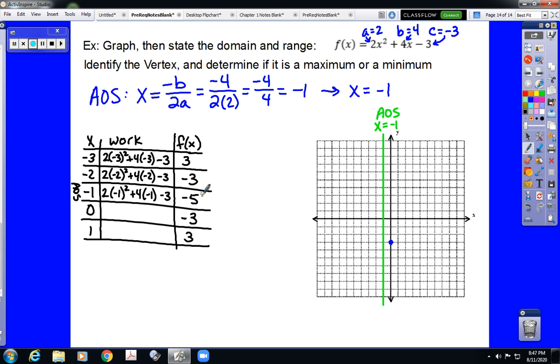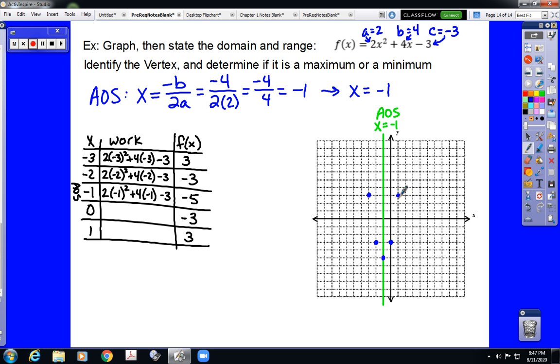Go to the graph and graph those 5 points. So -3, 3 is left 3, up 3. -2, -3 is left 2, down 3 from the origin. -1, -5 is on your axis of symmetry, left 1 and down 5. 0, -3 we already graphed. And 1, 3 is right 1 and up 3.